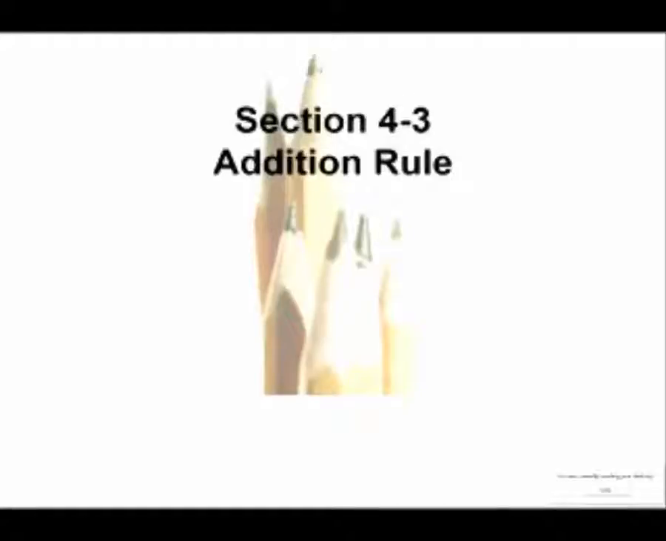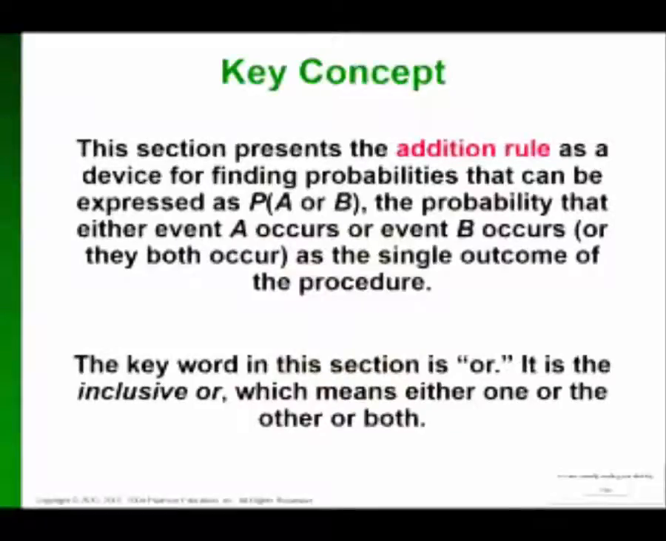4.3 is the addition rule for handling situations where we're looking for the probability that on one trial, either A happens or B happens. Let me make this very basic for a second. When you roll a fair die, the probability that it lands on 6 is 1/6. What's the probability that it lands on 1? 1/6. So what's the probability that it lands on a 1 or a 6? 2/6, 1/3.